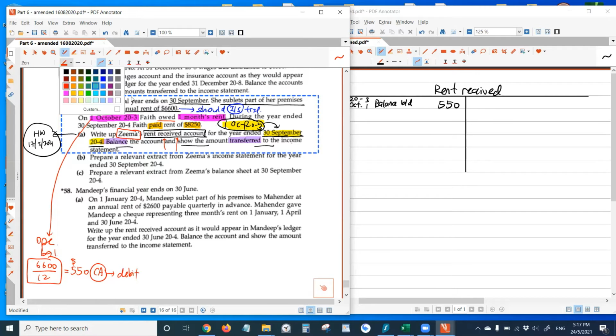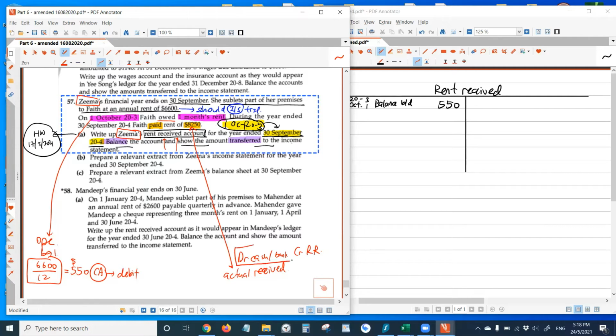Okay, so let me label it. I draw an arrow to it. The 8250 is the amount we have actually received. Do we know we received it in the form of cash or check? The question doesn't say. So we use the detail of cash/bank. So debit cash/bank, credit rent received account. These are the double entries for this 8250. Debit cash/bank, credit rent received account.